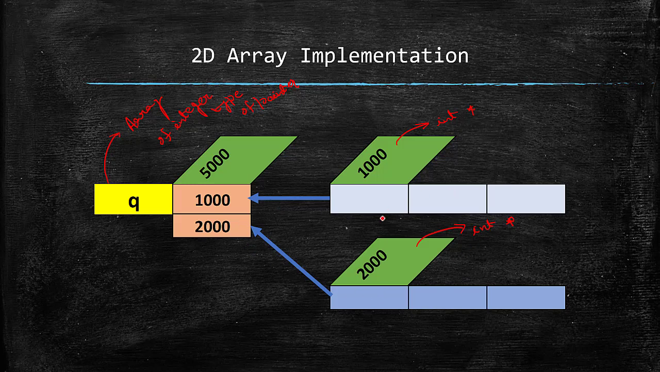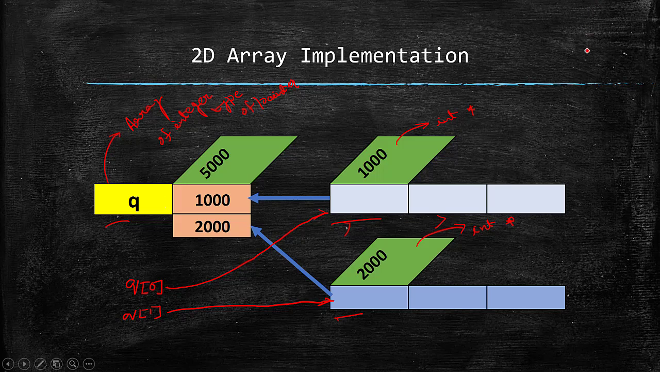Remember, this one and this one are created dynamically. Similarly, Q is also created dynamically. So this creation will give me each and every row, and we are putting the address of each and every row in the dynamically created Q array. So if I write Q[0], this will point to this location, and if I write Q[1], this will point to this location. Now using this concept, we are going to implement a two-dimensional array by dynamic memory allocation.